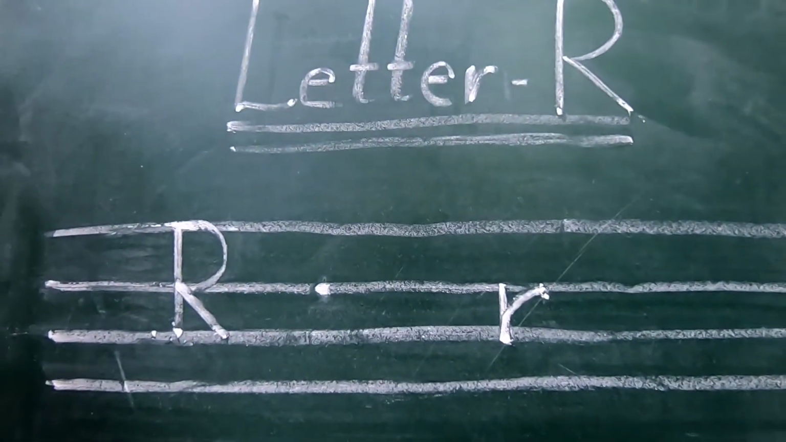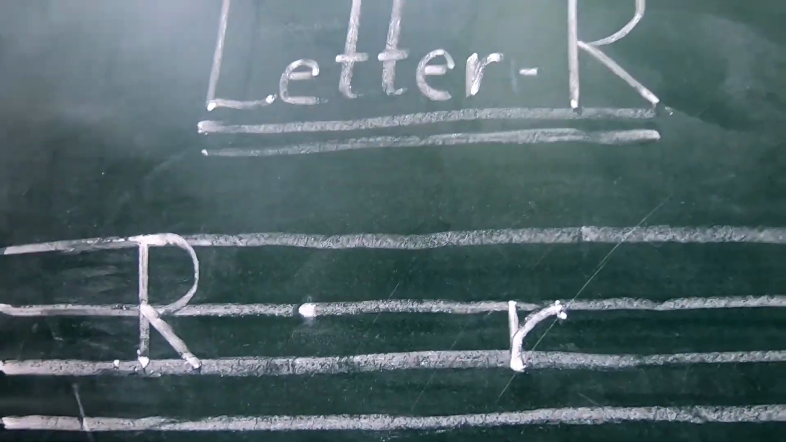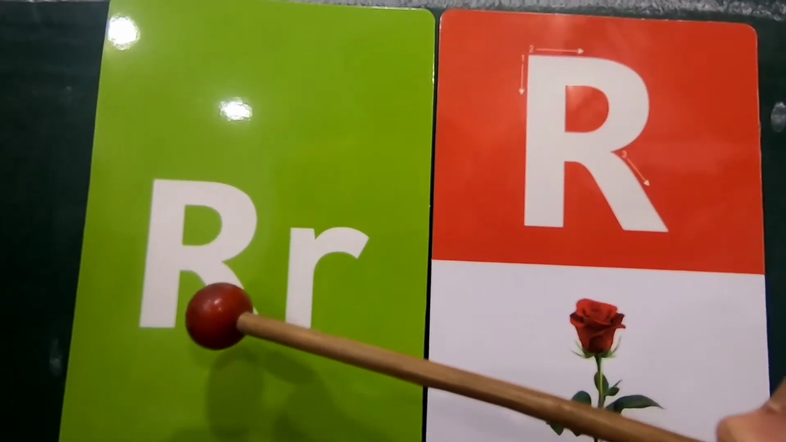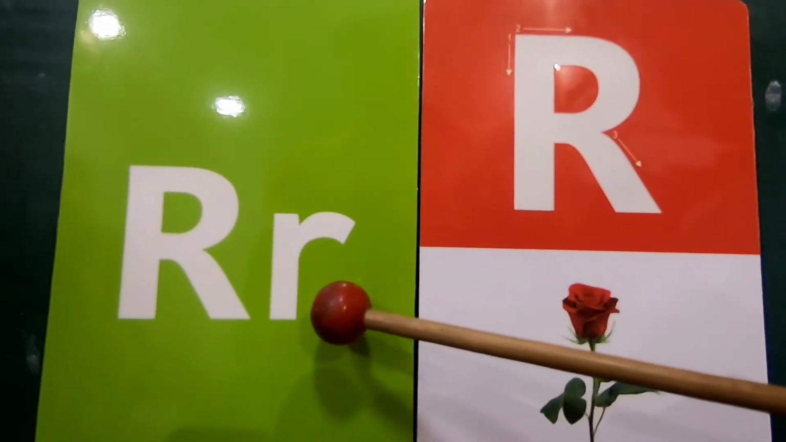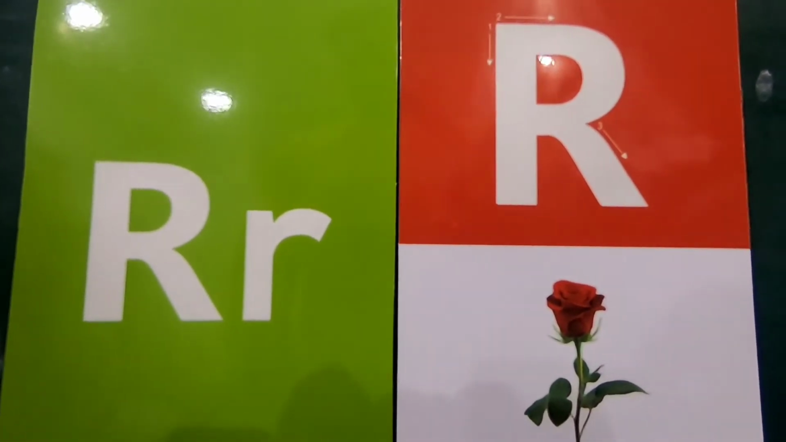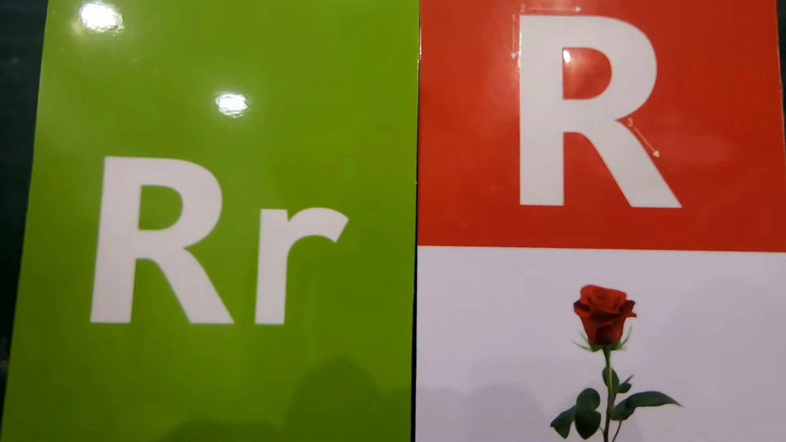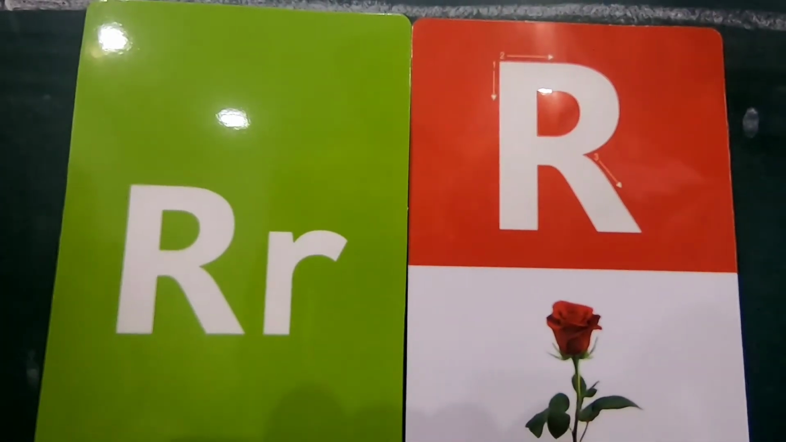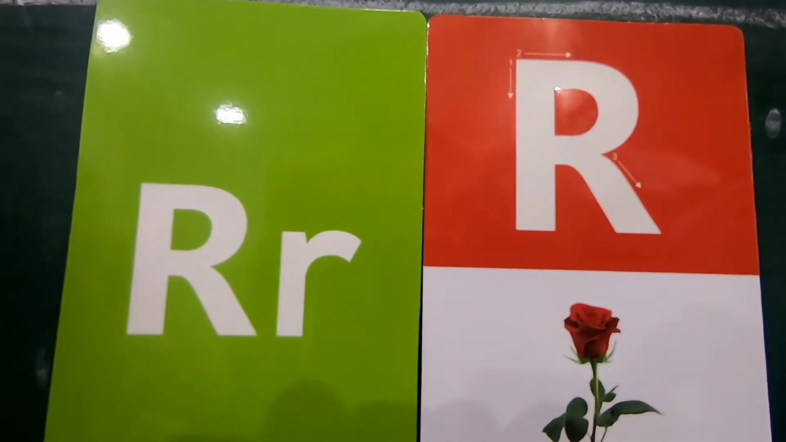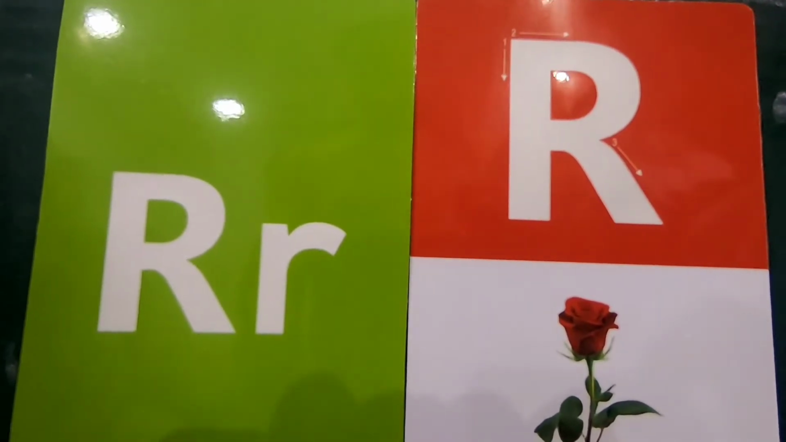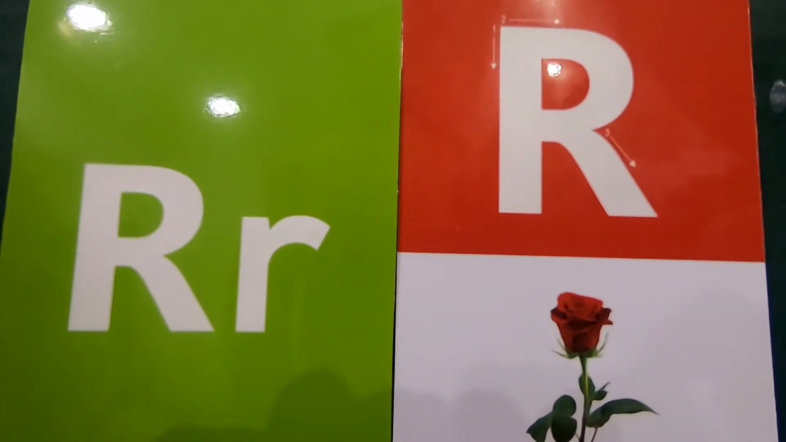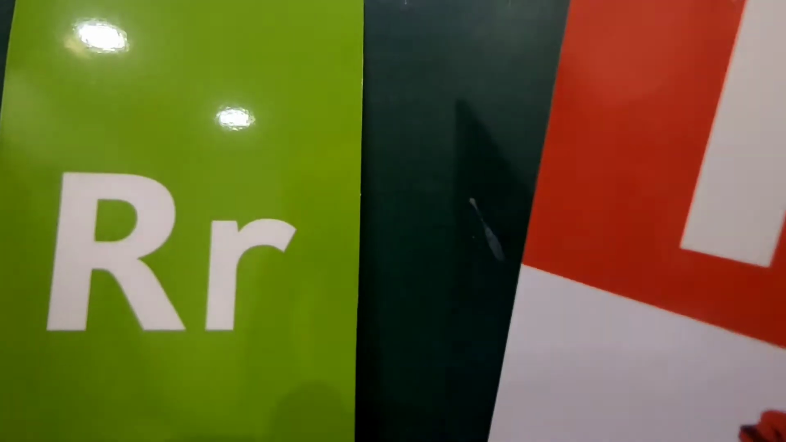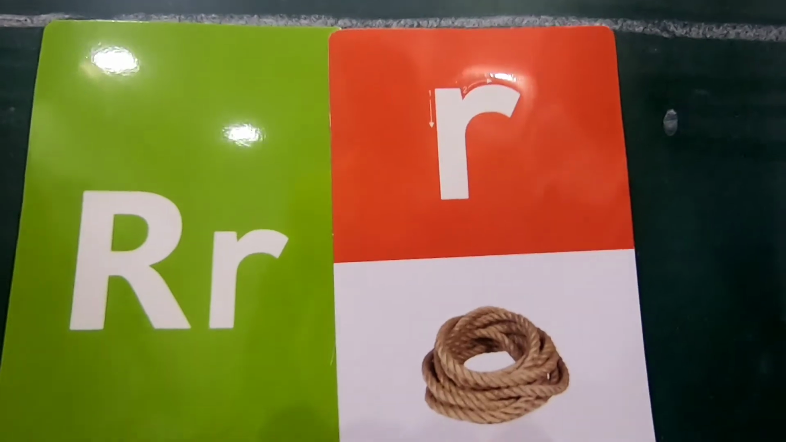Now we will go towards the phonic sound of R. So this is capital R and this is small letter r. Now moving towards the phonic sound. So the sound of R is, again repeating. So R for rose, R for rope.